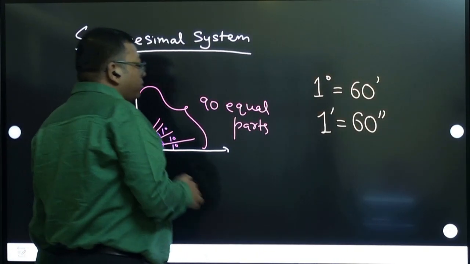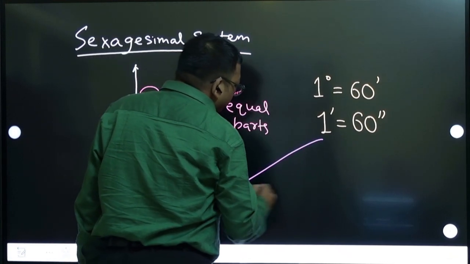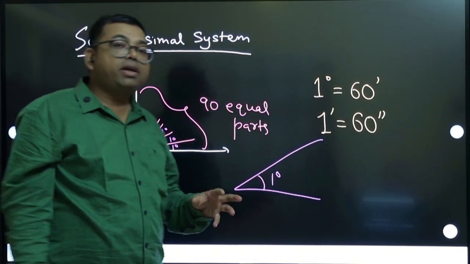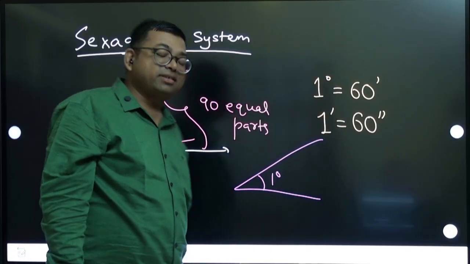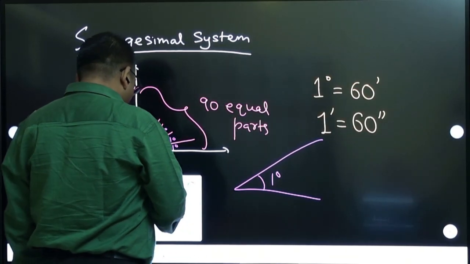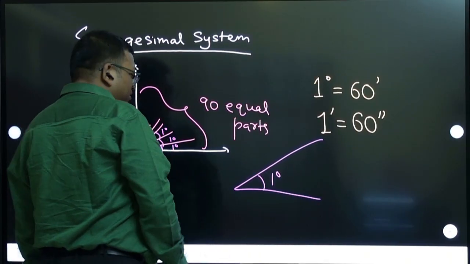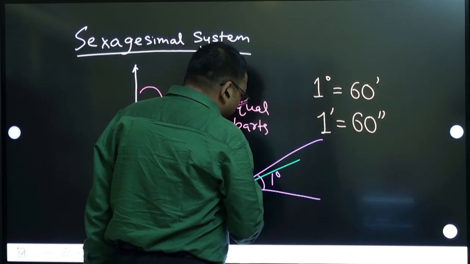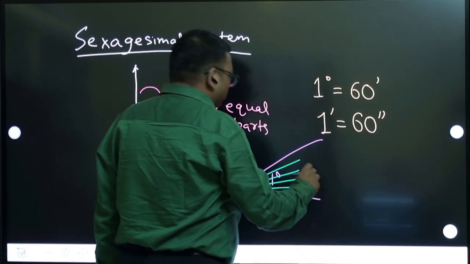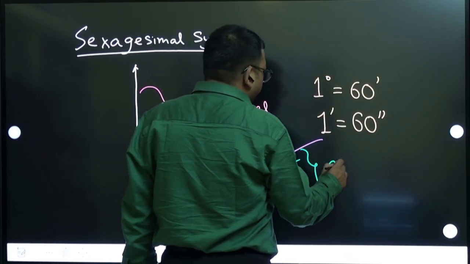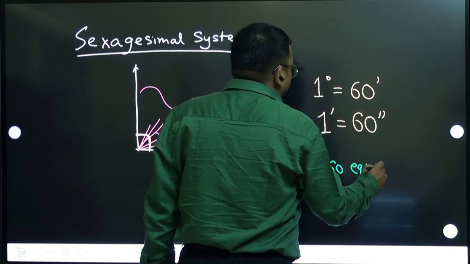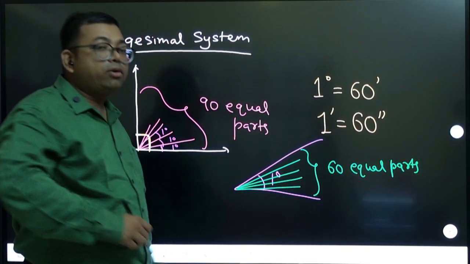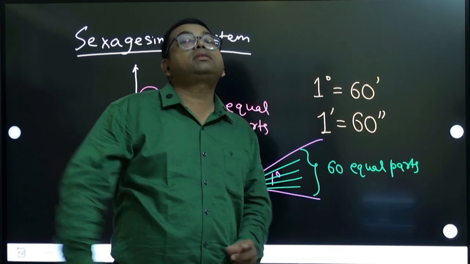Now this 1 degree which we got, let us divide into 60 equal divisions. These are all ideas of people from previous generations. They have done this. Let us divide this into 60 equal parts, and each part we will call 1 minute. Now here is a confusion.